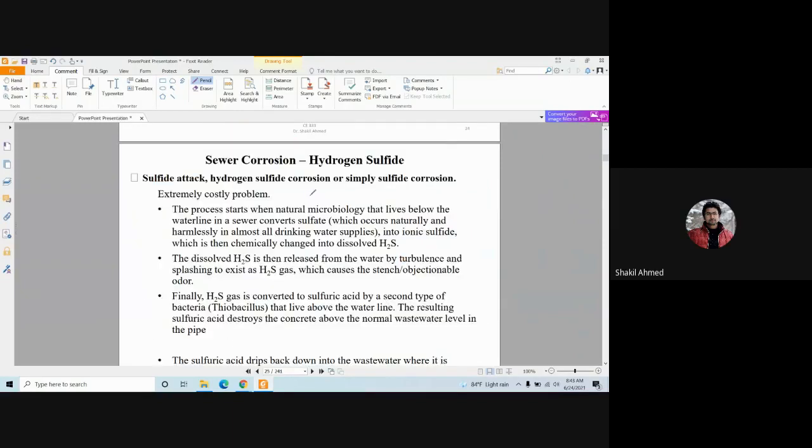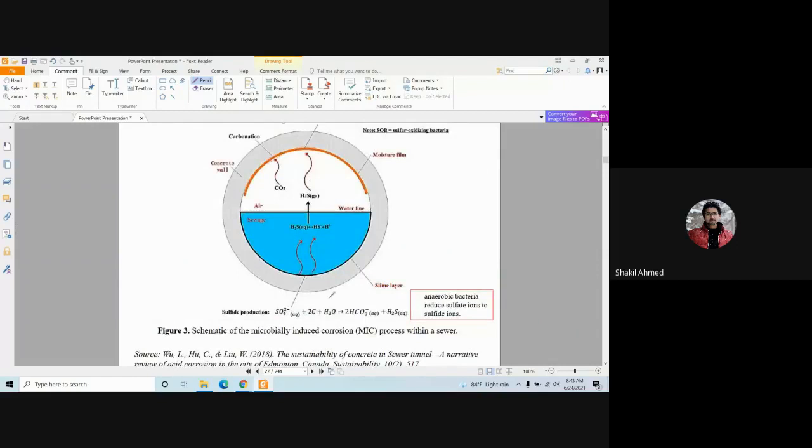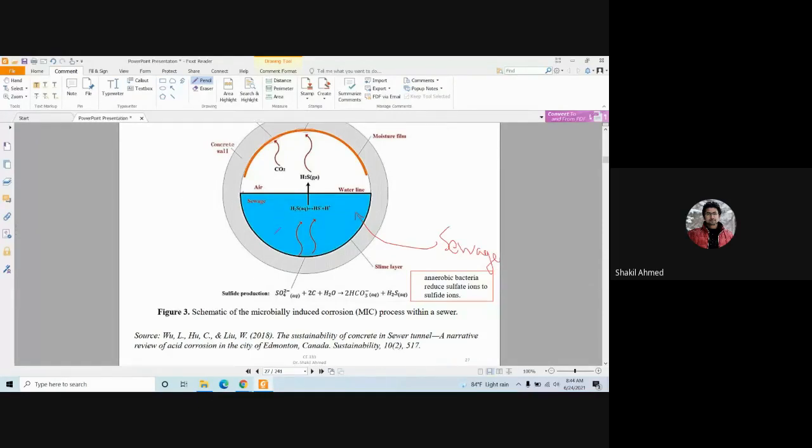Sewer corrosion. If you look at the cross section of a sewer, this blue portion represents the sewage. Now, this sewage usually contains what? Sulfate. It also has water and other substances, so they react together and produce bicarbonate ion and hydrogen sulfide.